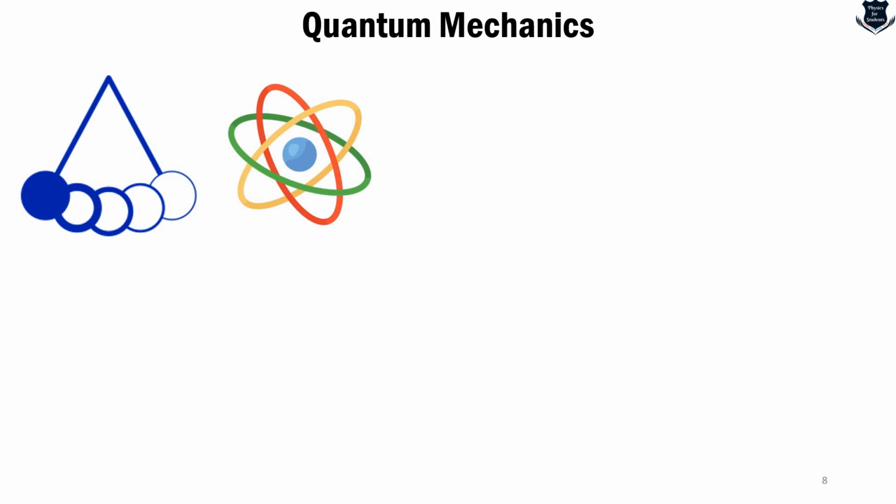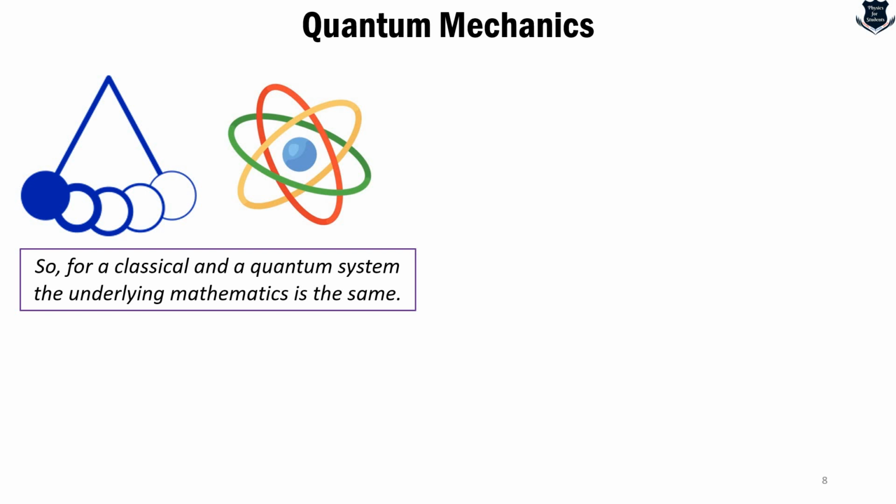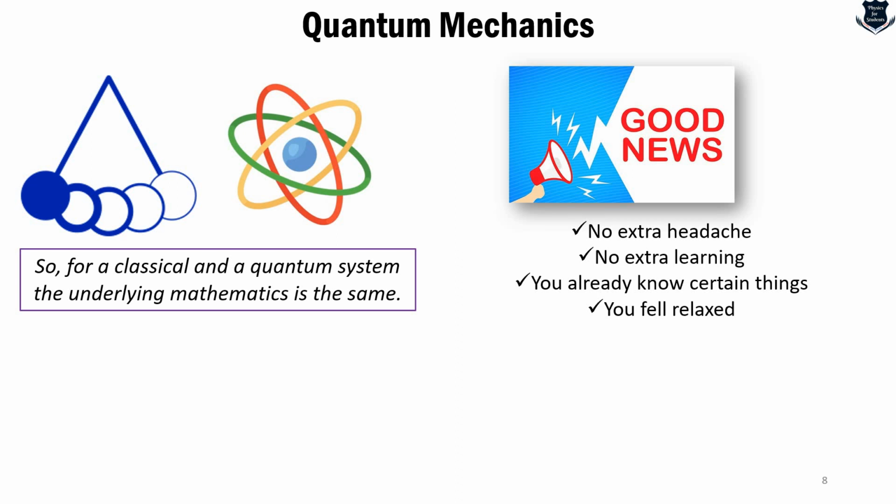So when we move from the classical, from the macroscopic to the microscopic, the underlying mathematics is the same. And that is very good news. That means no extra headache, no extra learning, no extra things to get confused about, and you feel really relaxed. So the good news is that when you are learning the classical mathematics for a classical system, the same classical mathematics more or less applies to a quantum system.